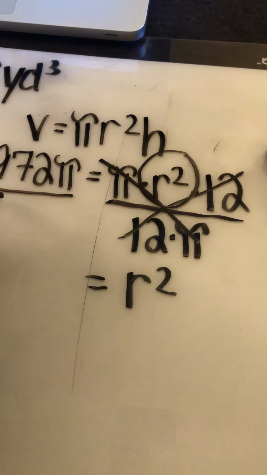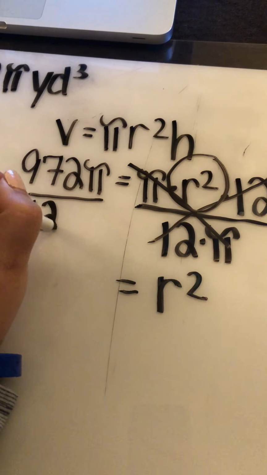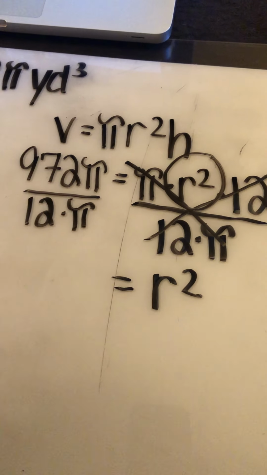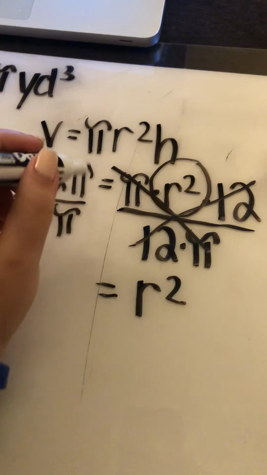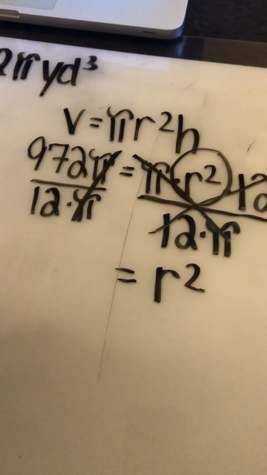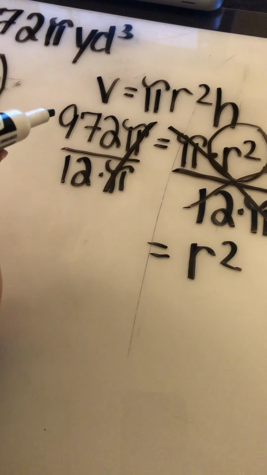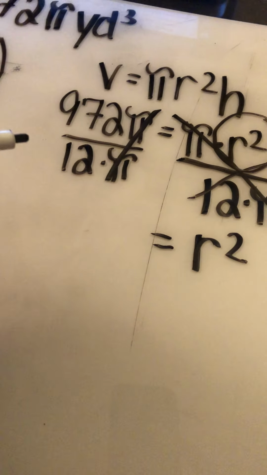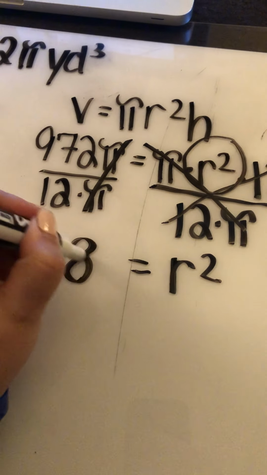Whatever we do to one side, we do to the other. So I'm going to put 12 times pi over here as well. Now again, pi over pi cancels out. That's what's nice about that. And then we do the division, right? We do 972 divided by 12 to find that quotient, and that quotient would be 81.